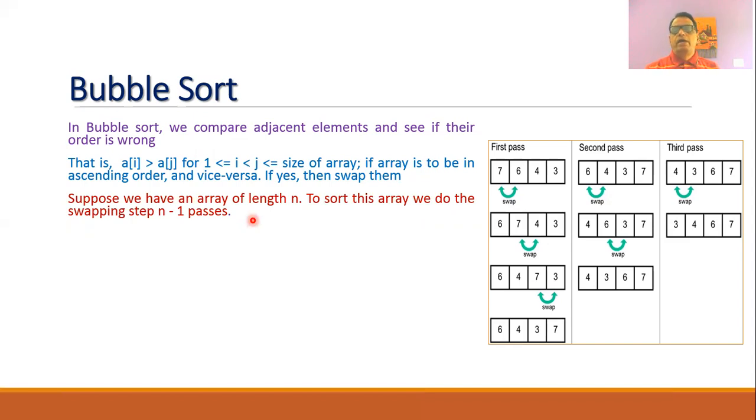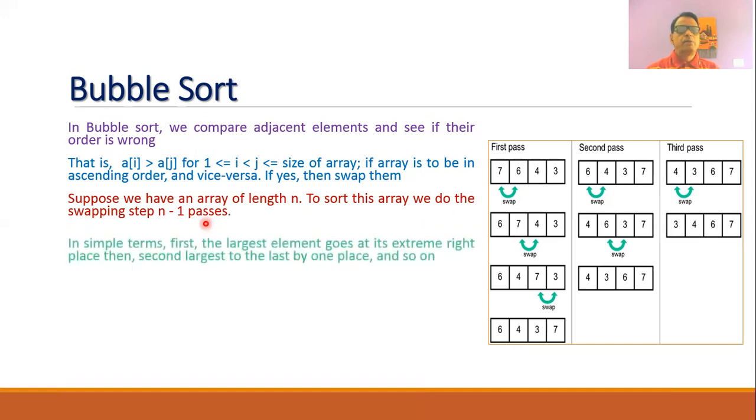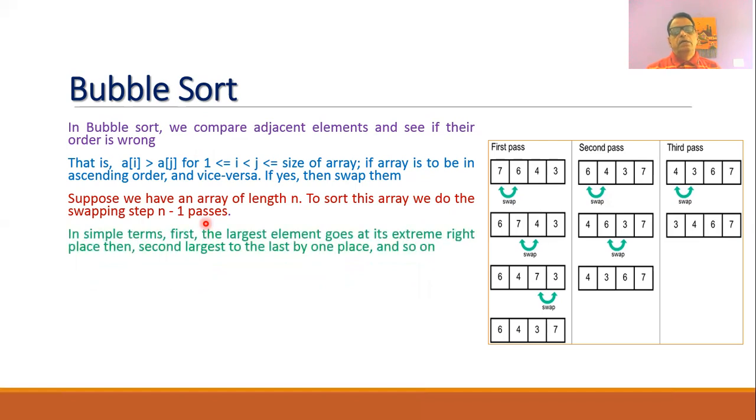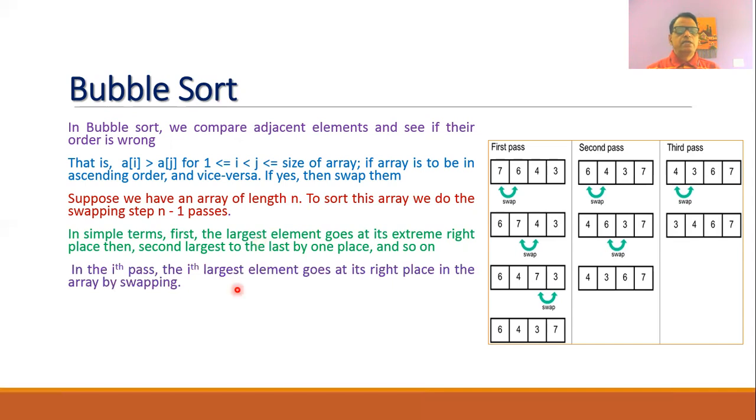Now suppose we have been given an array of length n, and in order to sort this array we need to do n minus 1 passes. And in every pass, we need to do some comparisons. That is, in the first pass we will find the largest element, and the largest element will go to the extreme right position, and the second largest element will go in the second pass, and the third largest element will go in the third pass. You can say that in the ith pass, the ith largest element will go to its right place in the array by swapping.